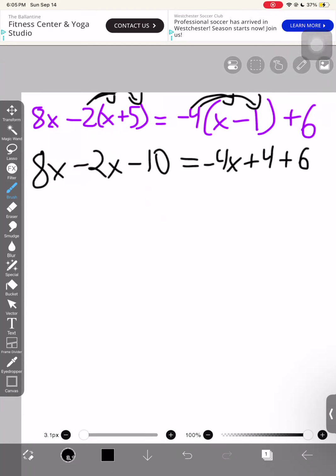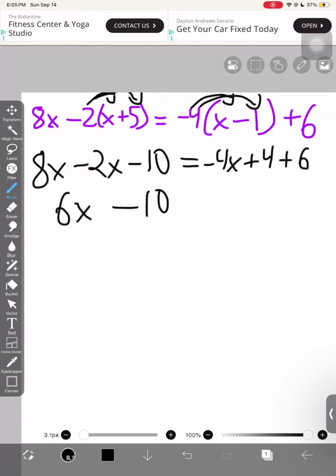Now we could combine like terms. On this side, we have 8x minus 2x. Well, 8x minus 2x is 6x. We bring down the minus 10. We can't combine this, so we're good. And on the other side, we can't combine -4x, but we can combine 4 and 6, and that is 10. So we have plus 10 because of these two, right? And then -4x.